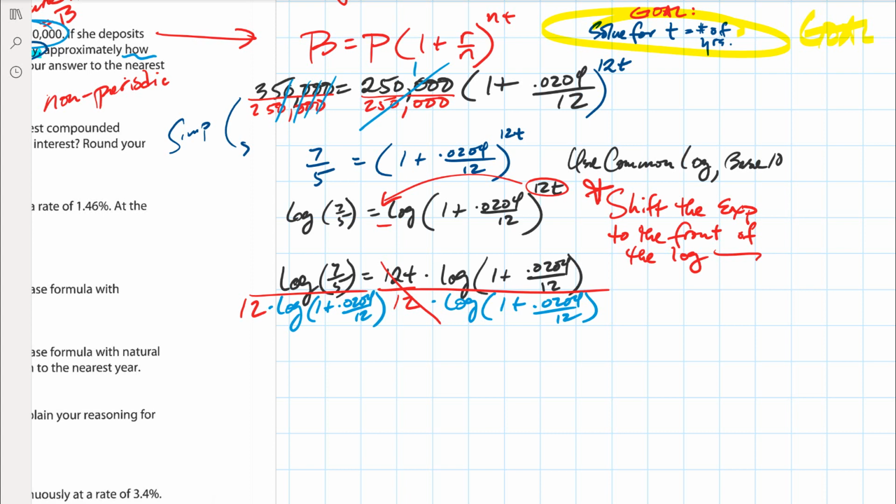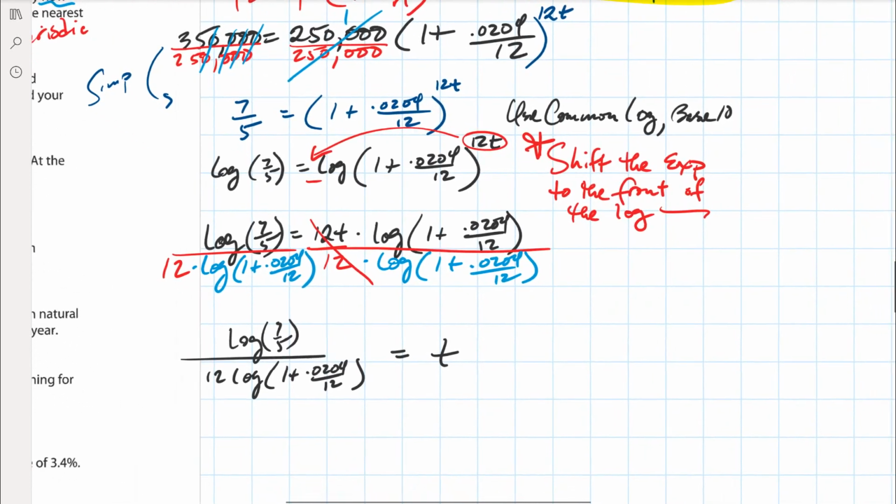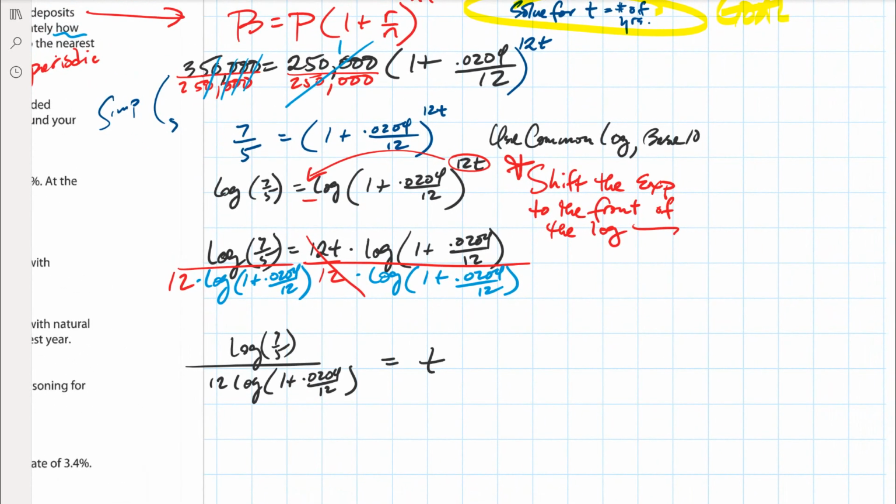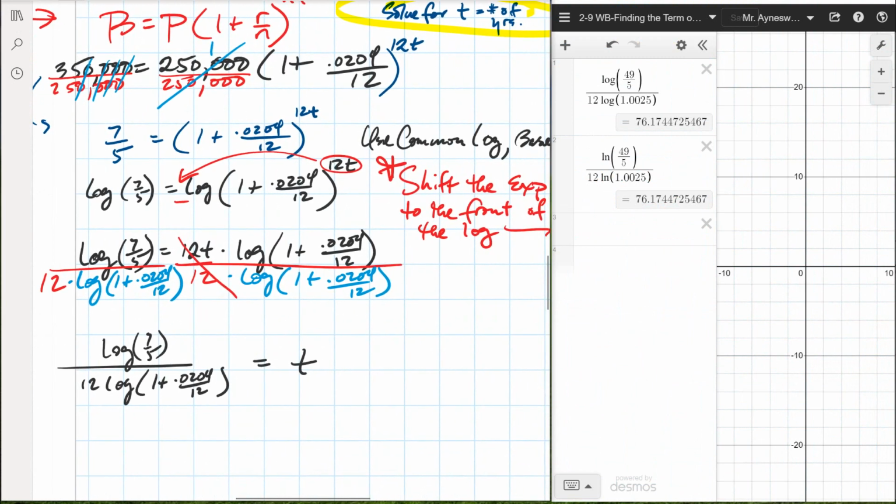And then when you do that, you get this expression here. So you get log of 7/5 divided by 12 log of 1 plus 0.0204 divided by 12, and that's equal to t. All right, the question is, what in the world is this equal to? So let's go to Desmos and figure this out.